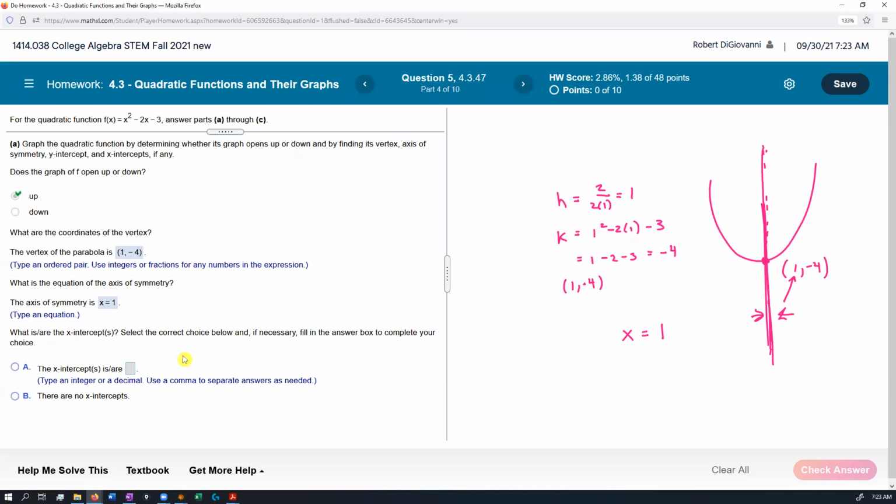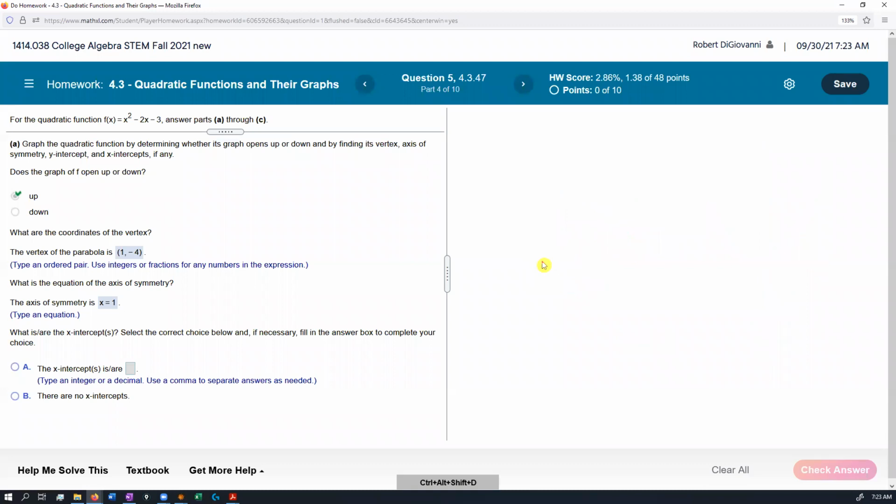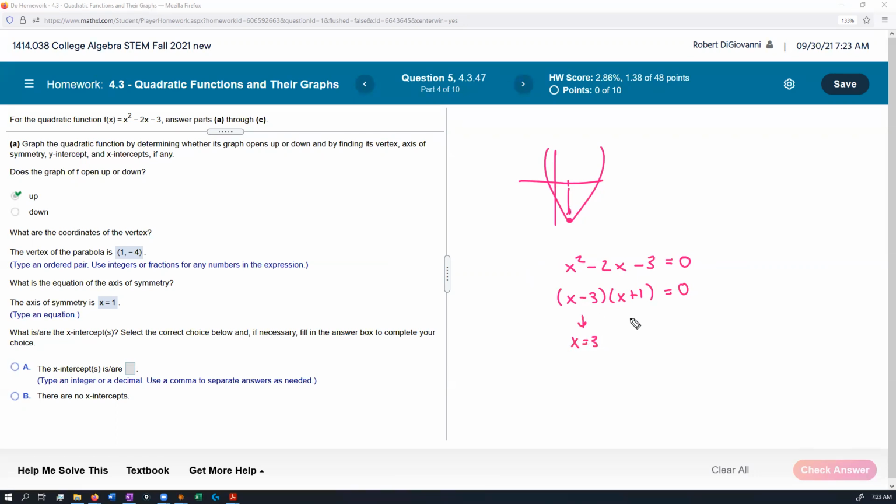Okay, what are the x-intercepts? For this problem, it opens up. We would do a quick sketch. It opens up, the vertex is to the right 1, down 4, so it's here. So we know we have 2 x-intercepts. We would find them by setting the function equal to 0. For this, you either factor or you use the quadratic formula. I'm going to factor because it does factor. I set each of these factors to 0, and I get 2 solutions, 3 and -1.